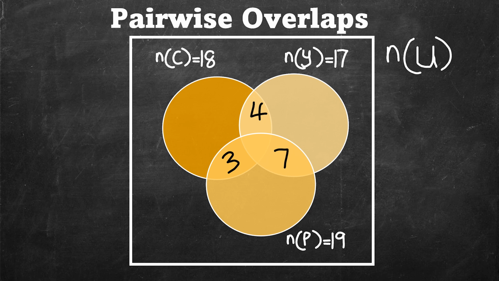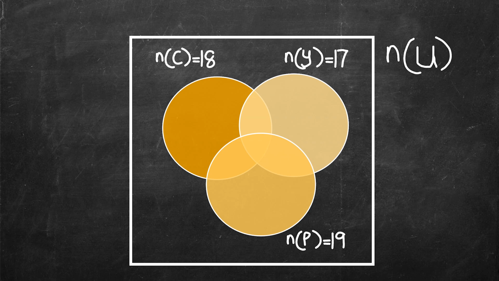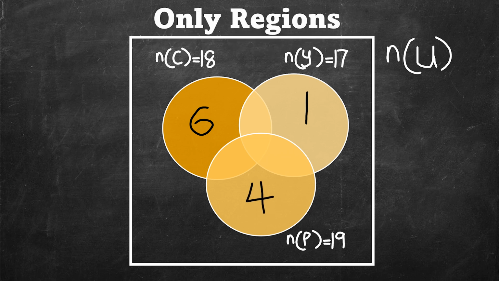Now, let's find the only regions. Corn only is 18 minus 12, which gives 6. Yam only is 17 minus 16, which gives 1. Plantain only is 19 minus 15, which gives 4.